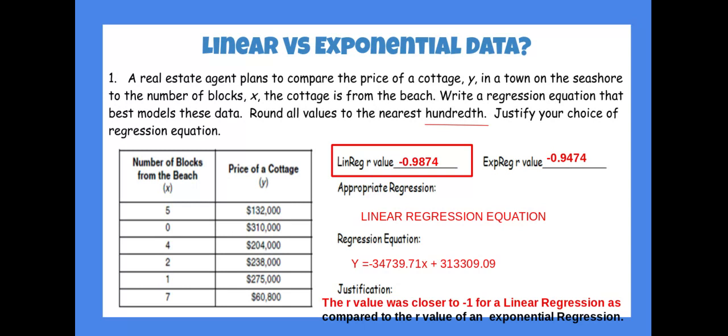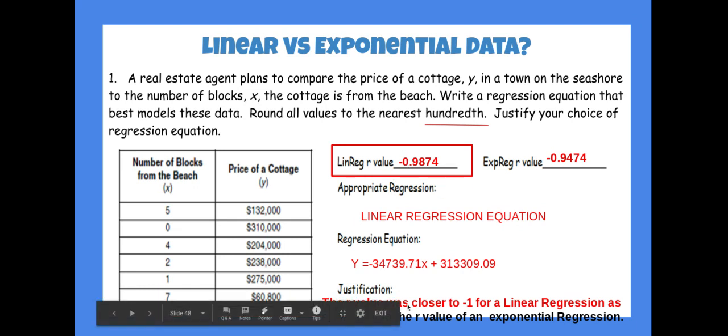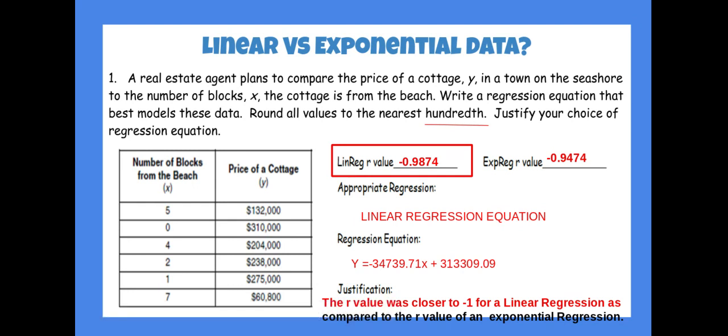Lastly is justification. Now, since our linear regression equation had a stronger R value, that's why we chose it. So you're going to write the R value is closer to -1 for a linear regression equation as compared to the R value of an exponential regression equation. So you're just saying that because it's stronger that it is the appropriate regression equation. So that's pretty much all you're doing today is you're just practicing getting these equations, comparing the R values, and writing the appropriate equation. So just make sure you copied all the notes down from the video and that you are practicing in your calculator.